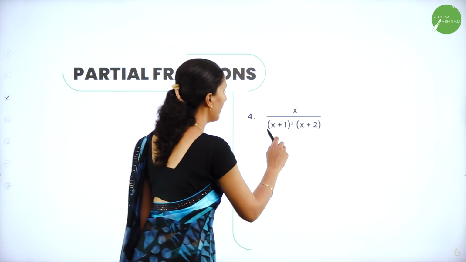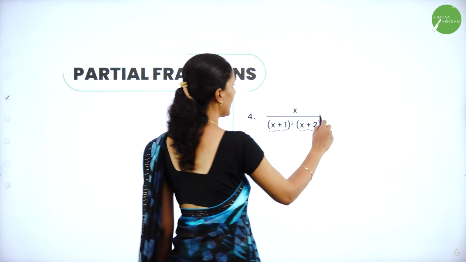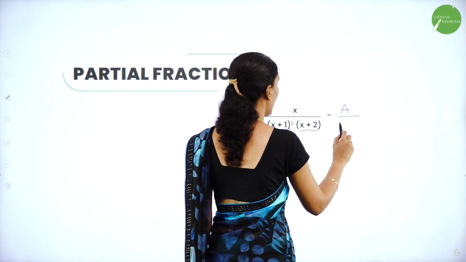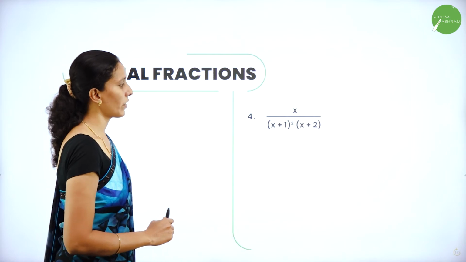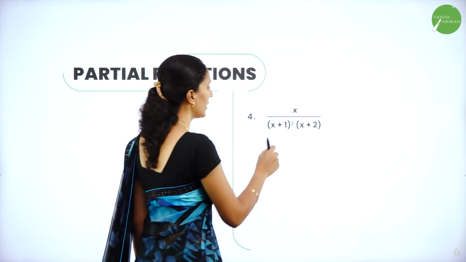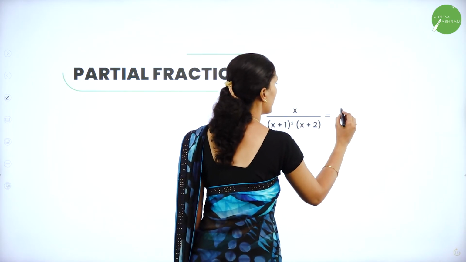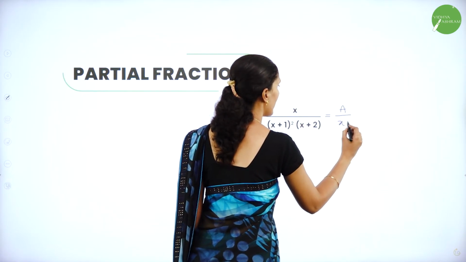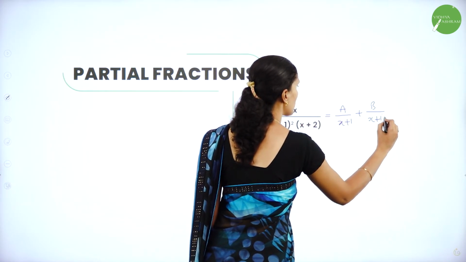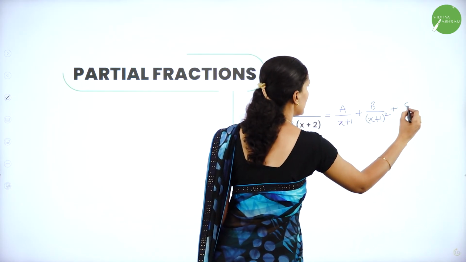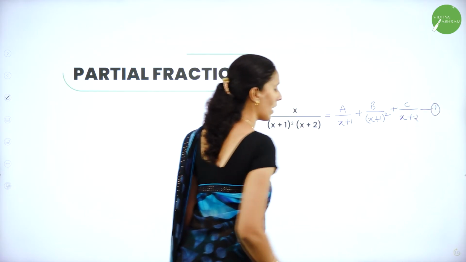So here we have (x + 1) whole square and (x + 2). So just write it as a divided by x. So the last problem, x divided by (x + 1)² (x + 2). Here we have a repeated linear factor. We have to write this as a divided by (x + 1) plus b divided by (x + 1) whole square plus c divided by (x + 2). Take this as equation 1.